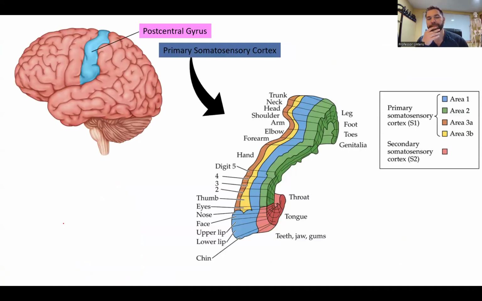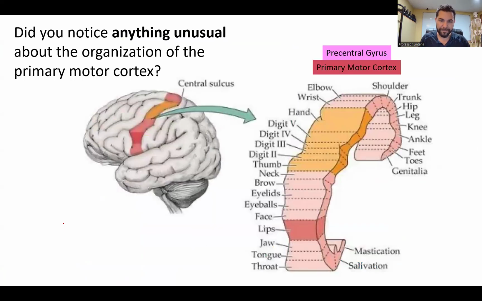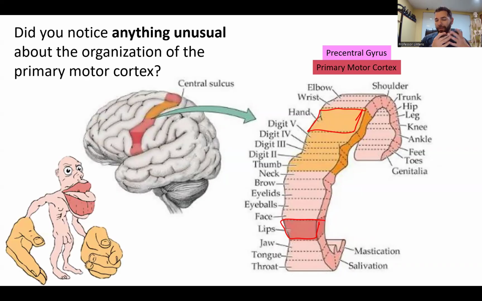Similar type of structure for the postcentral gyrus, right? That primary somatosensory area. You can see that there's certain neurons that are dedicated to sensory input of certain areas in the body. And we will see that I didn't discuss it yet, but there's more space dedicated to particular areas of the pre or post central gyrus. So what we have is, look, here, hands, lips, right? We have what we call a homunculus.